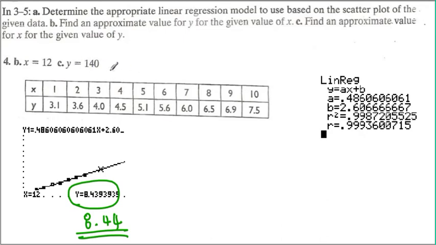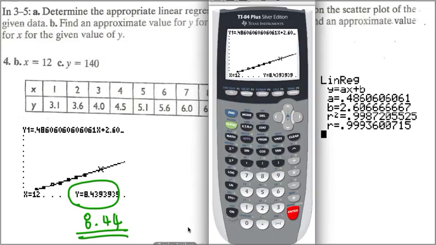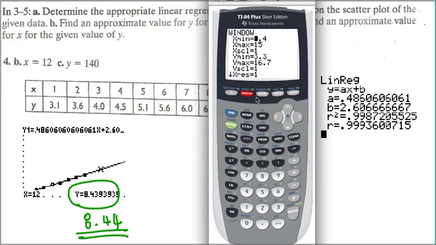Now, when y equals 140, what are we going to get? Since y values are a bit greater than x values, I'm going to set the window y value up to maybe 150, just to include all the values. And then I'm going to go for zoom fit. Zoom fit is 0, so I'm just going to graph in that way. Now, in this particular case, Y2 will be 140.